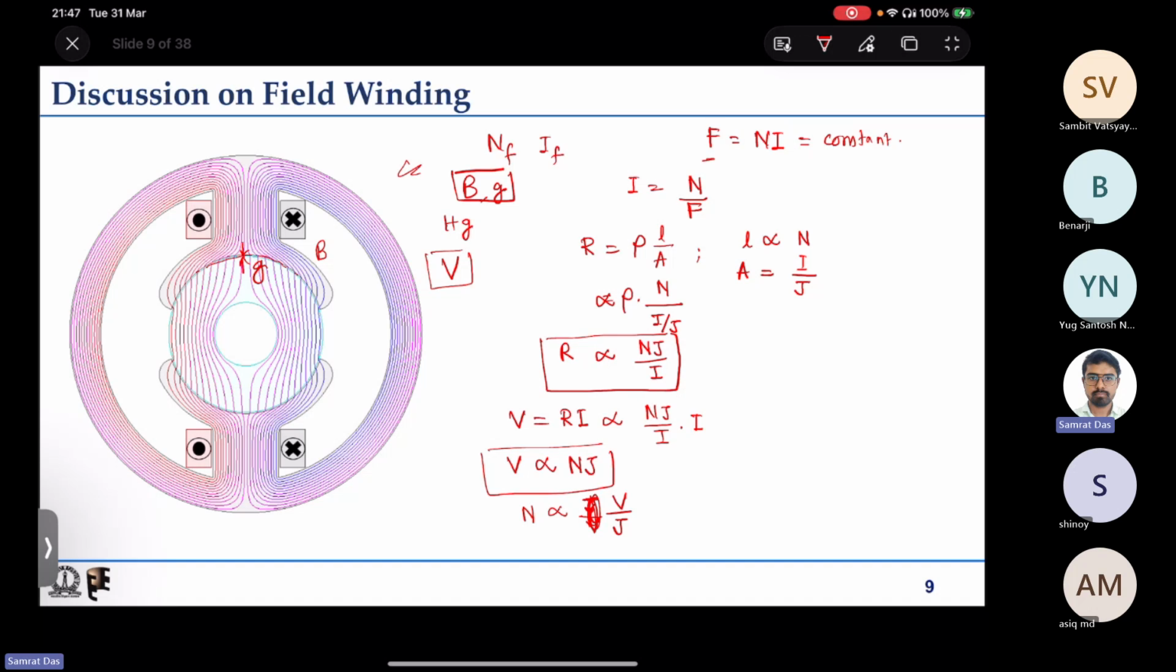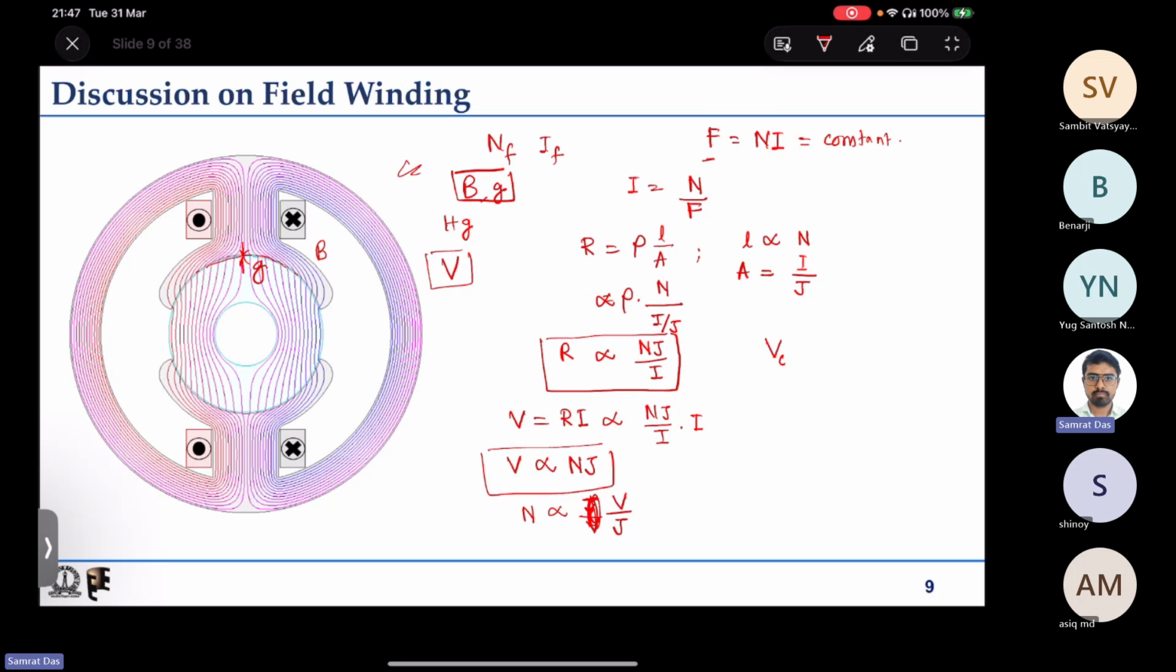Now there is another constraint, that is the volume that is available for putting the copper. Sir, could you please review this part once? This one, till now? Yes, sir. Okay, so I'll just discuss the copper volume and then I'll discuss the whole thing once more.